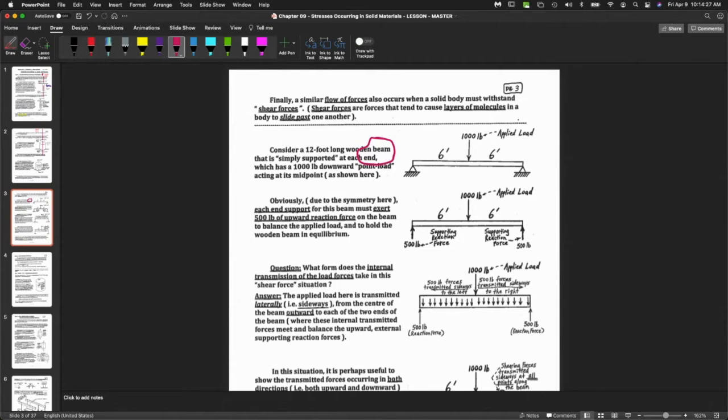So for this course, if you have a 1,000-pound force acting mid-span on a beam, we conclude through symmetry that the reaction forces are 500 pounds each. And here's the thing. This force has a line of action here, that one has one there, and that one has one there. You see those lines of action?